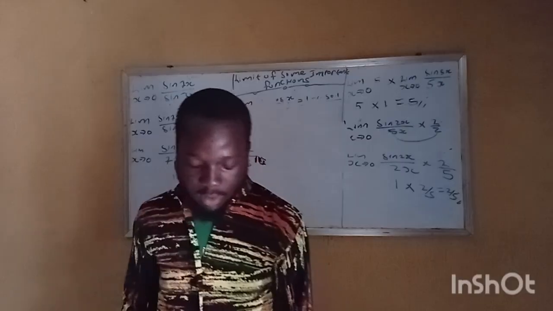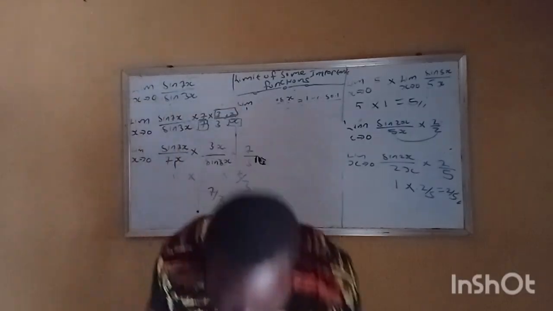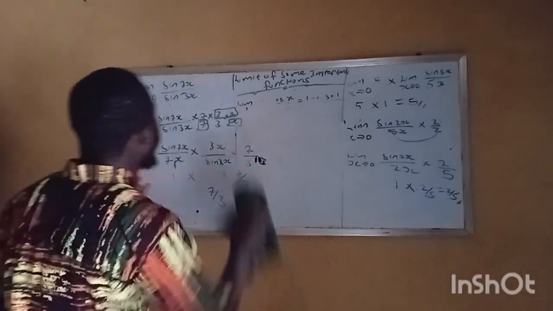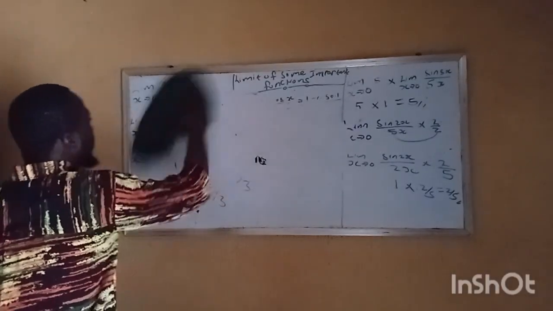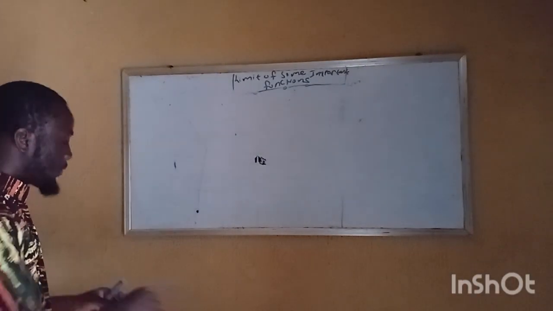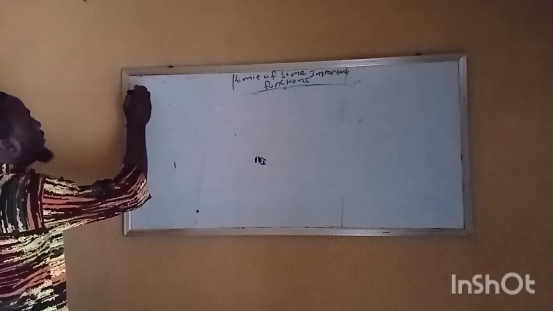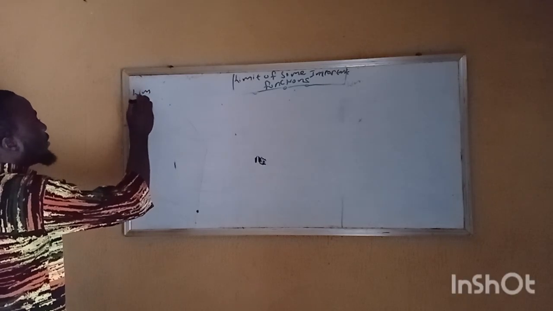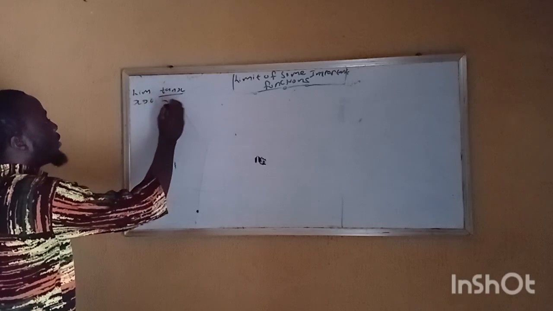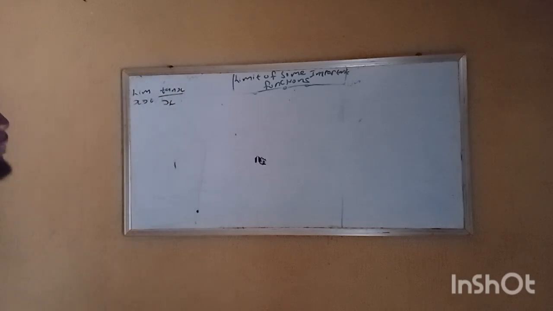We have right here the limit of x tends to 0 of tan x over x. Limit of x tends to 0 of tan x over x. How am I going to be solving this?